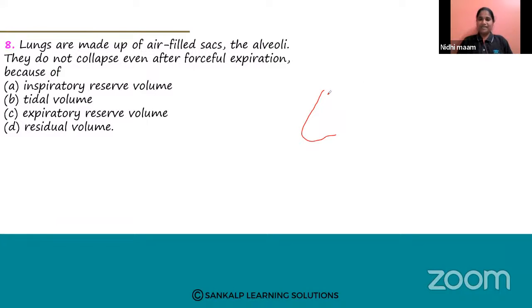Respiratory system, so we have lungs, right? So we have 2 lungs. In the lungs, the bronchus and bronchioles will be there. At the end of the bronchioles we have balloon-like air sacs which are called alveoli. So even though alveoli are very soft, even after forceful expiration, when you breathe out the air forcefully, it will not collapse. Why? It is due to inspiratory reserve volume, tidal volume, expiratory reserve volume, residual volume.